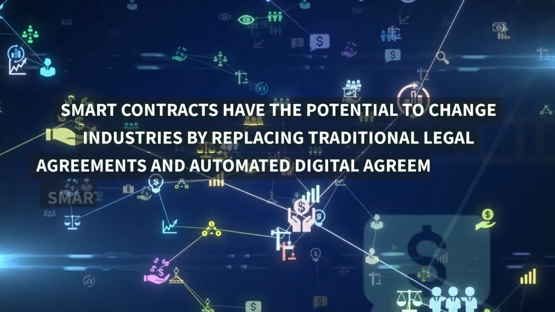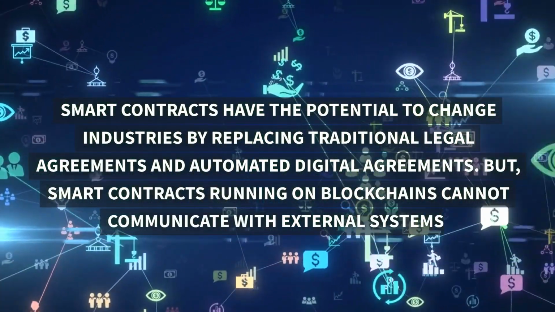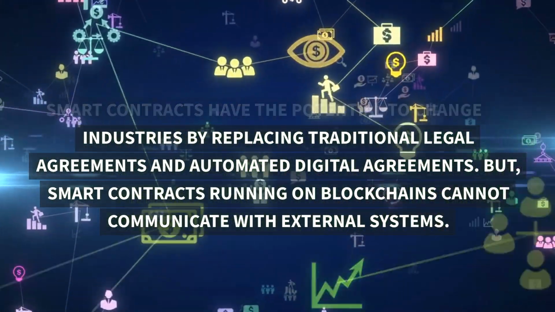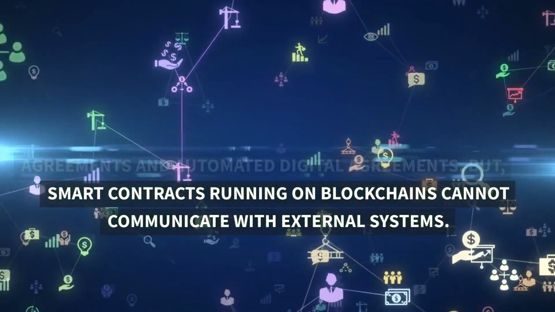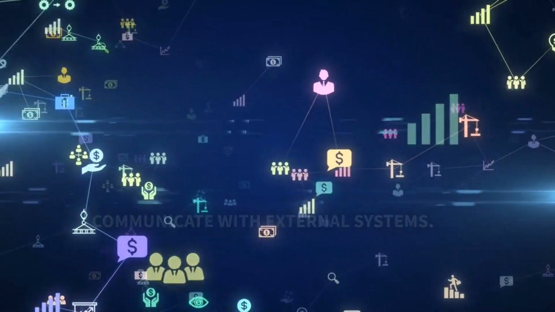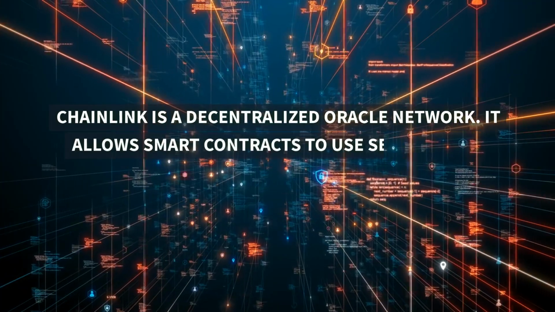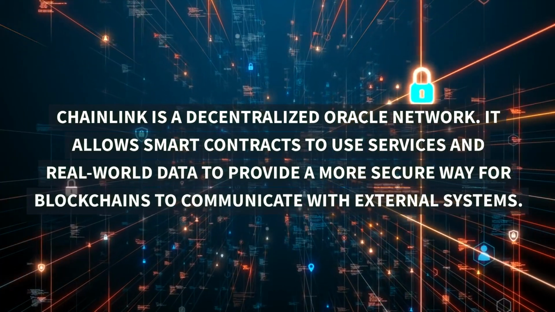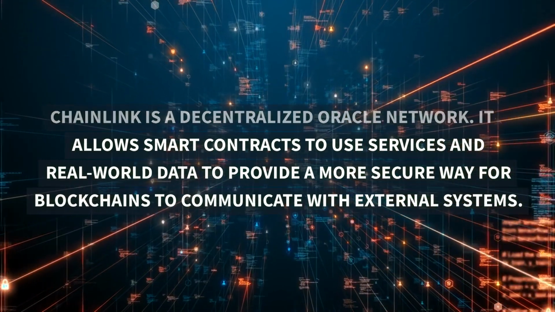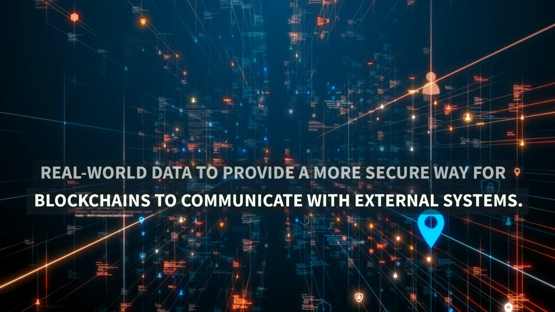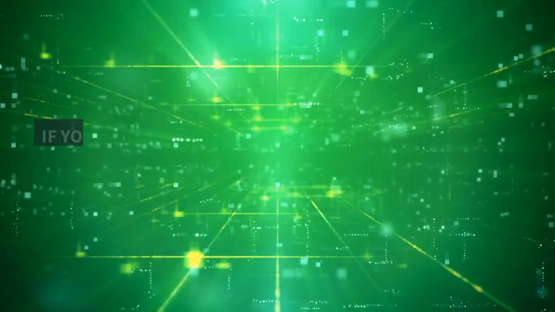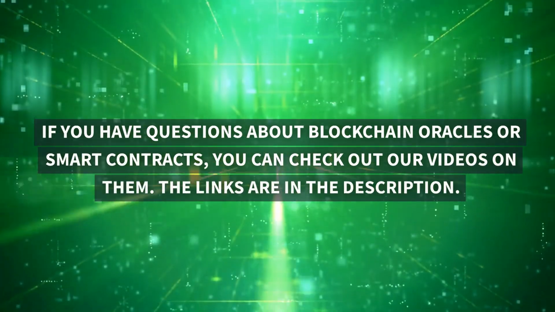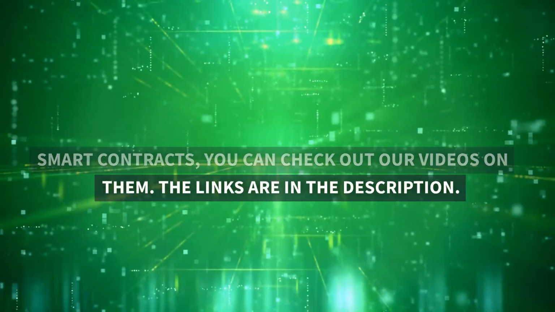Smart contracts have the potential to change industries by replacing traditional legal agreements with automated digital agreements, but smart contracts running on blockchains cannot communicate with external systems. Chainlink is a decentralized oracle network. It allows smart contracts to use services and real-world data to provide a more secure way for blockchains to communicate with external systems. If you have questions about blockchain oracles or smart contracts, you can check out our videos on them. The links are in the description.